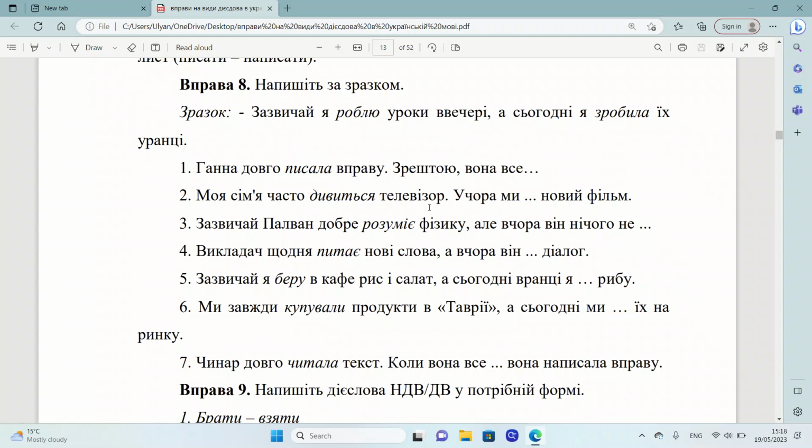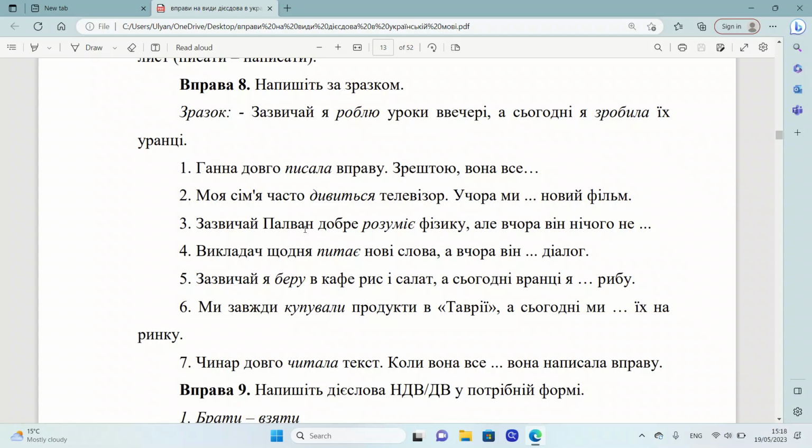Моя сім'я часто дивиться телевізор. Учора ми новий фільм. So дивиться is habitual, because часто. Учора ми, so it's already happened in the past, just once, so it's a result. Учора ми подивилися новий фільм.